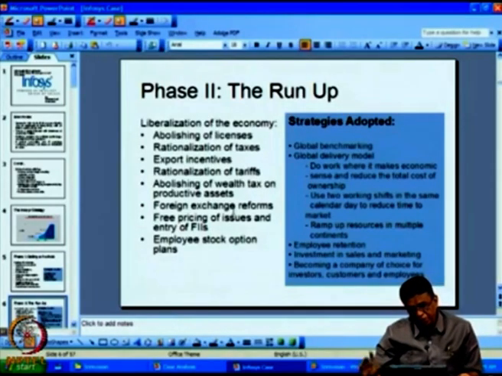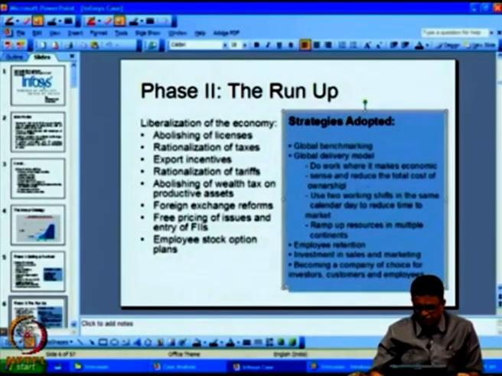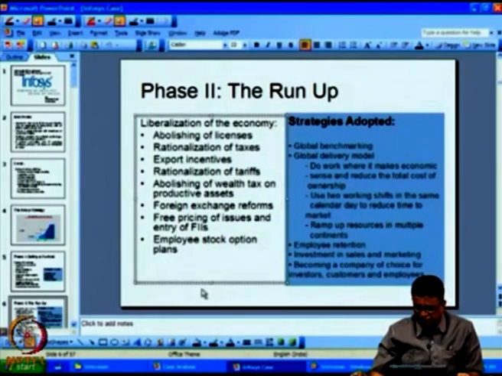Now, what did the company do in this stage? The company went in for global benchmarking, the global delivery model. The first time a company gave such a type of model, it is given in detail in the book also. What does it tell you? Do work where it makes economic sense and reduce the total cost of ownership. Then use 2 working shifts in the same calendar day to reduce time to market. What does it mean?